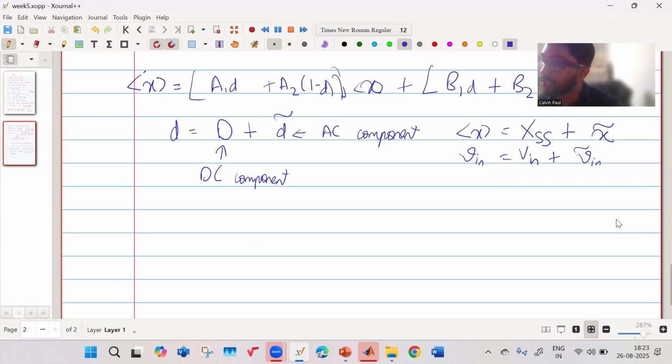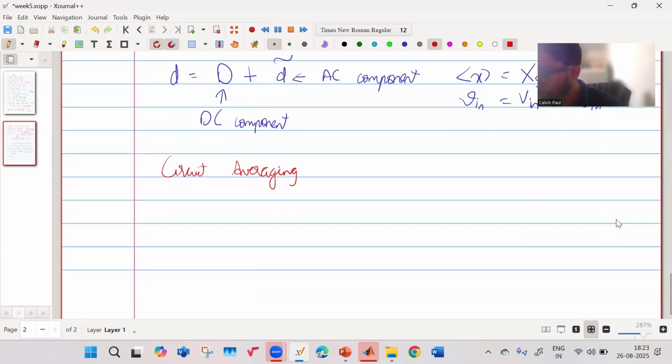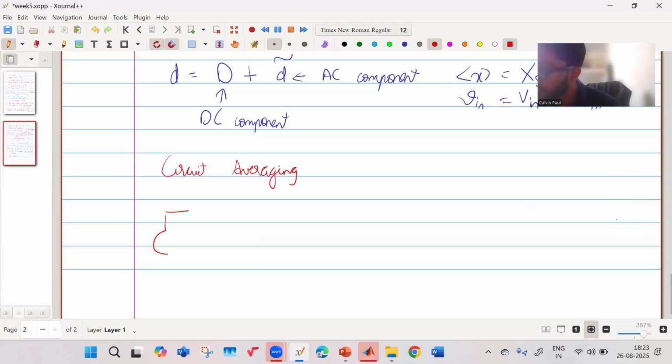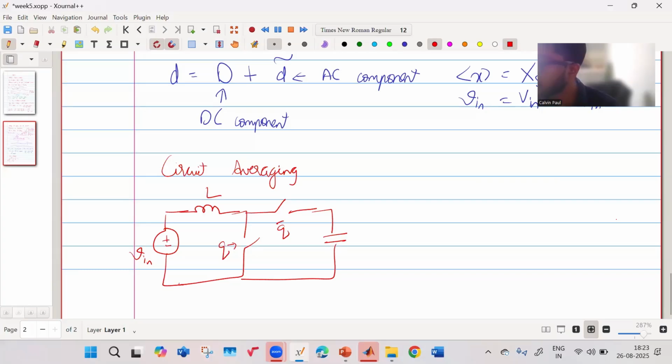Okay, this is one way. This is the method known as state space averaging, which is the way I prefer to do. Next is what is known as circuit averaging. So in your boost converter over here, this is your inductor. This is your switch, sorry, Q, and this is a complementary one. This is your capacitor. This is your load.